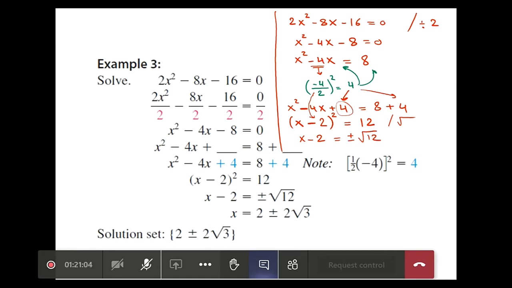Okay, now continue. We have x equal, put negative 2 to the other side. We have 2 plus minus radical 12. So we have two solutions: 2 plus radical 12 and 2 minus radical 12. Okay. Any question?